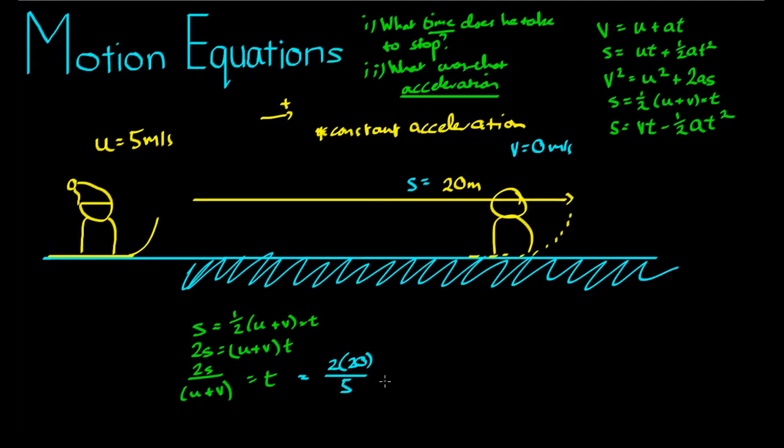So 2 times 20 over 5. That's equal to 2 times 4, or 8 meters. Whoops, sorry, 8 seconds. 8 seconds, since we've got time by itself here. So the amount of time it takes for this sledder to come to a stop after meeting this rough ice is 8 seconds. T is equal to 8.